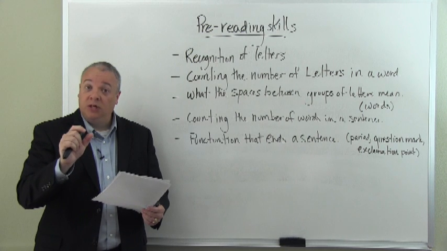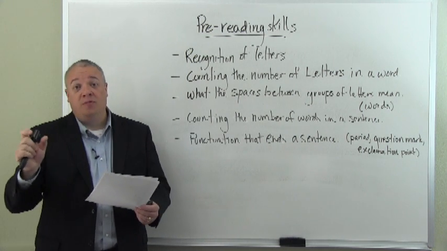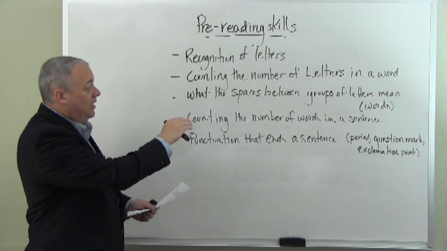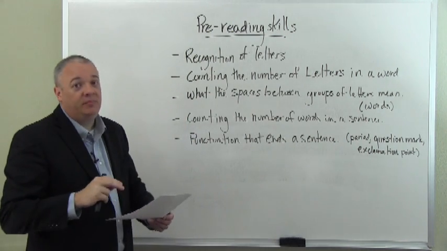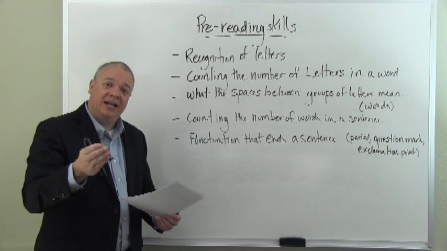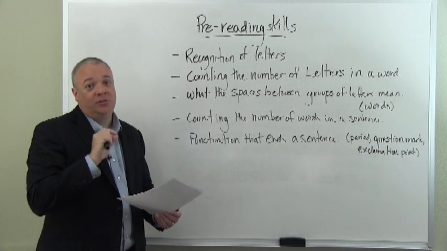Look, here's an individual word. Here's a group of words. How do I know when those words end? Well, look, here's punctuation. Here's a period, a question mark, an exclamation point. That lets you know that that group of words or sentence is at an end, and now we begin a new group of words or sentence.